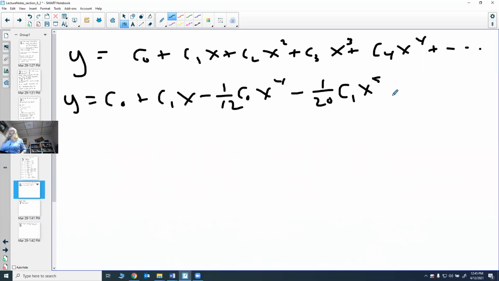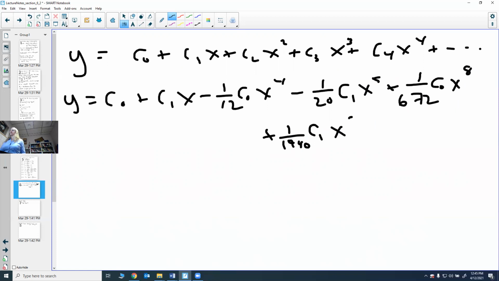Then we'd have C8. C8 we found out was positive 1/672 times C0, so that's x to the 8. Plus the next one was C9, and C9 we found out was 1/1440 C1 x to the 9. And then we just keep doing this pattern.